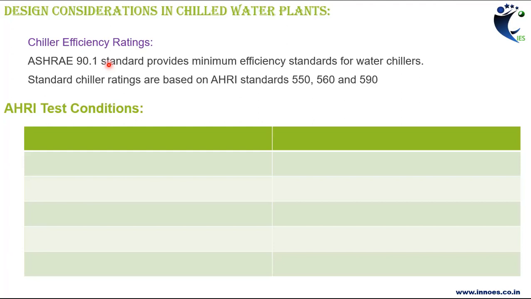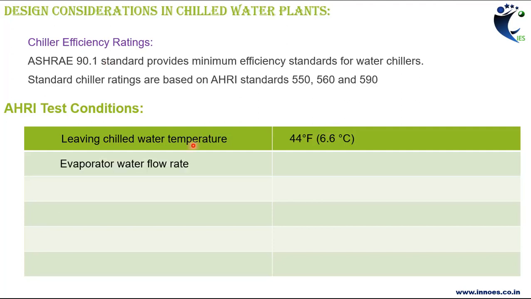First, as per AHRI test conditions, the leaving chilled water temperature is 44 degrees Fahrenheit, that means 6.6 degrees Celsius. You know the chilled water leaving temperature varies a little based on the climate. Summer, monsoon, winter, the seasons are there, no? Accordingly, this temperature varies a little, not accurate. Okay. Next, the evaporator water flow rate has to be calculated using the formula Q equal to mCp delta T.